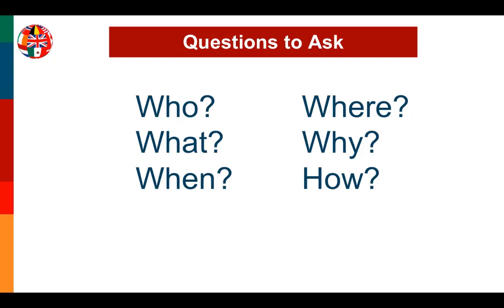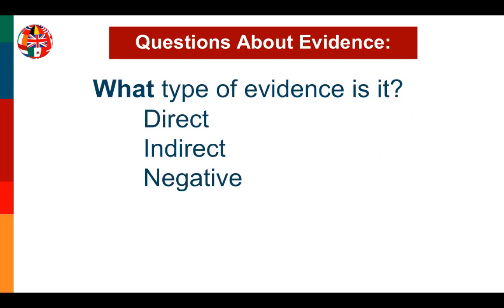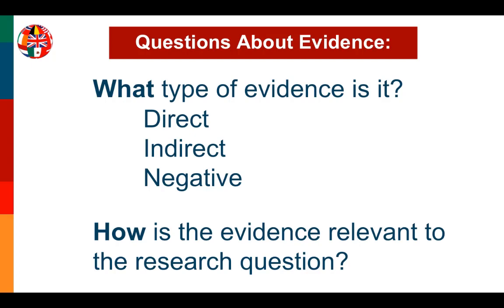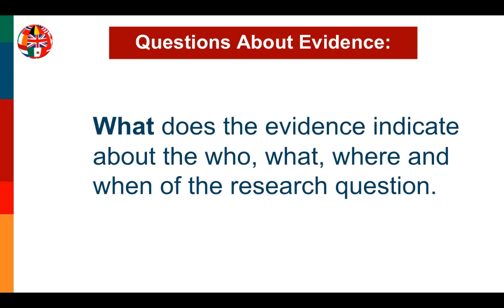When it comes to evidence, answer the same questions. Who, what, when, where, why, and how. What type of evidence is it? Is this direct, indirect, or negative evidence? And how is this evidence relevant to the research question? What does the evidence indicate about the who, what, where, and when of the research question?